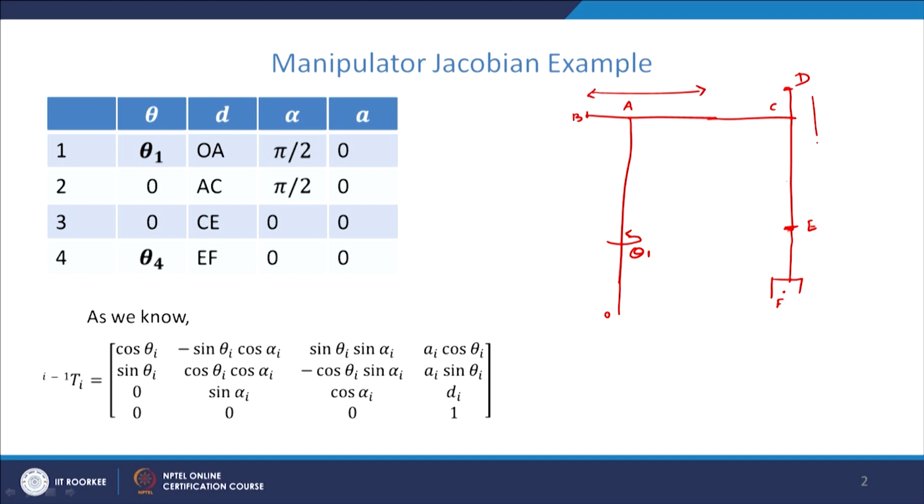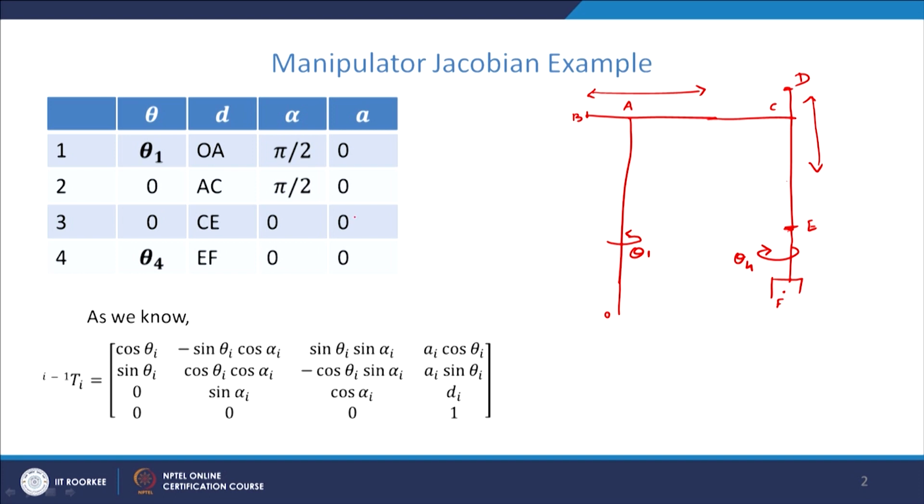The third joint C is also a prismatic joint moving up and down, and the fourth joint E is a revolute joint. It is rotational. The angle is denoted by theta 4. Now, using the DH procedure, we can fix the coordinate frames at each joint and then write the robot parameters as shown in this table.